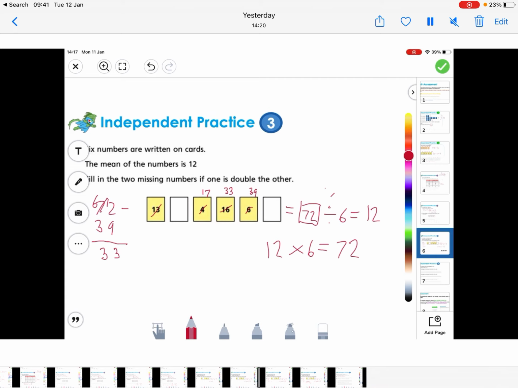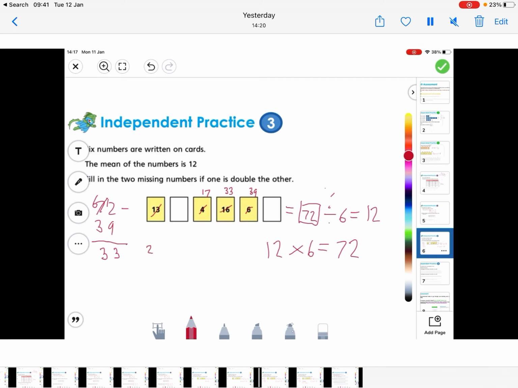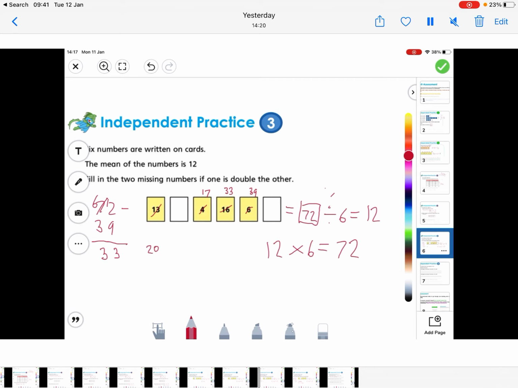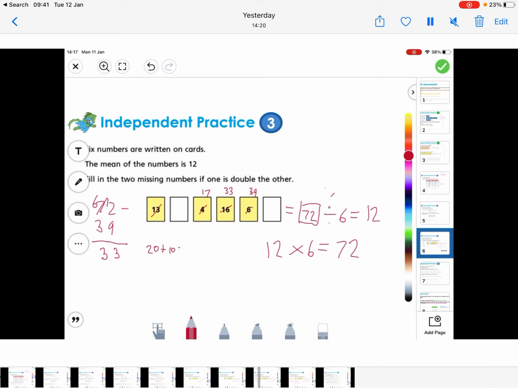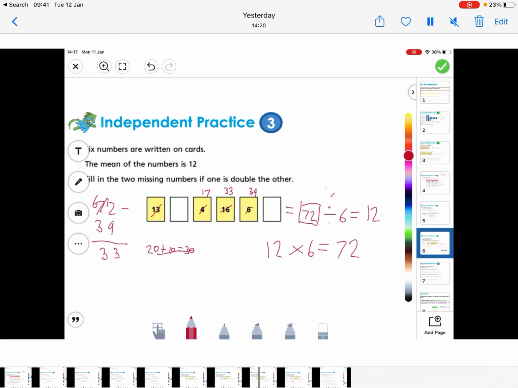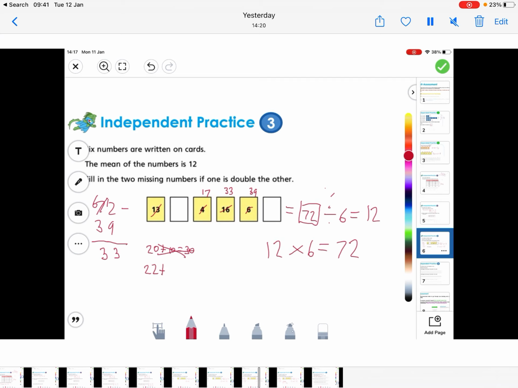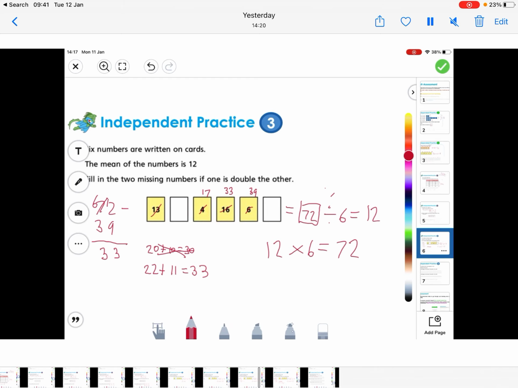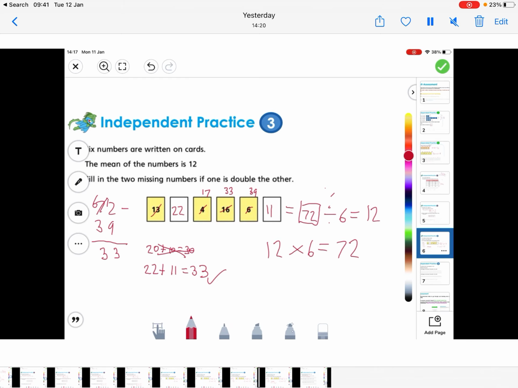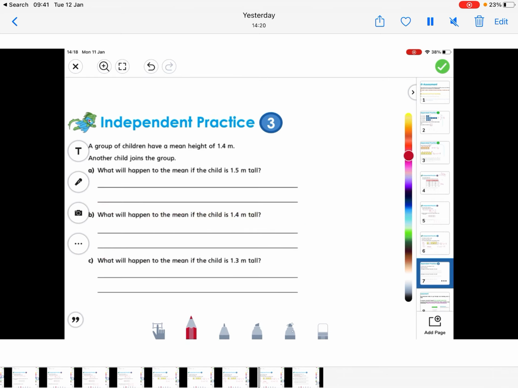But it says the 2 missing numbers if one is double the other. Well, if I do 20 plus 10, because I know that 20 is double 10, well, that only equals 30, so it can't be that because the answer needs to be 33. However, 22 plus 11 equals 33, and 22 is double 11, so that is our answer, 22 and 11. It doesn't matter which order you write, 22 and 11 or 11 and 22.